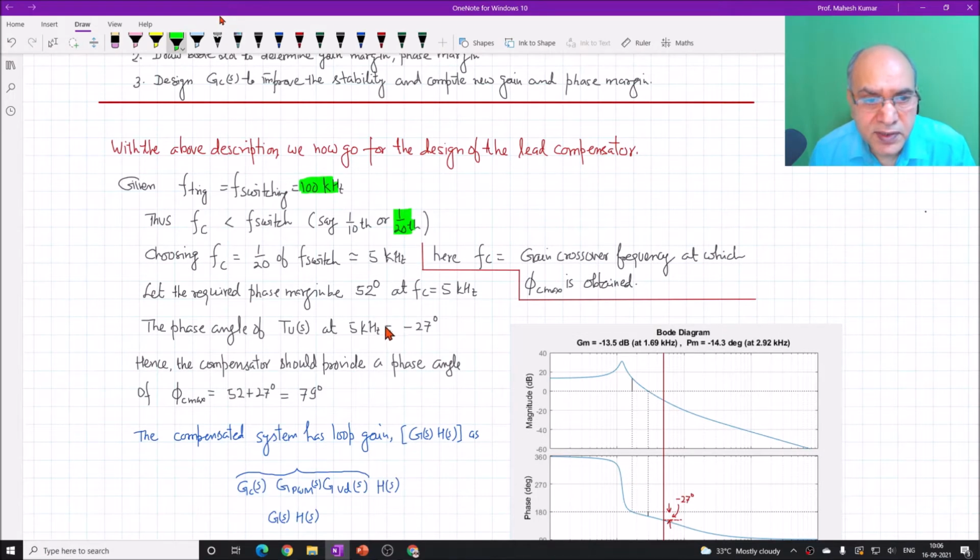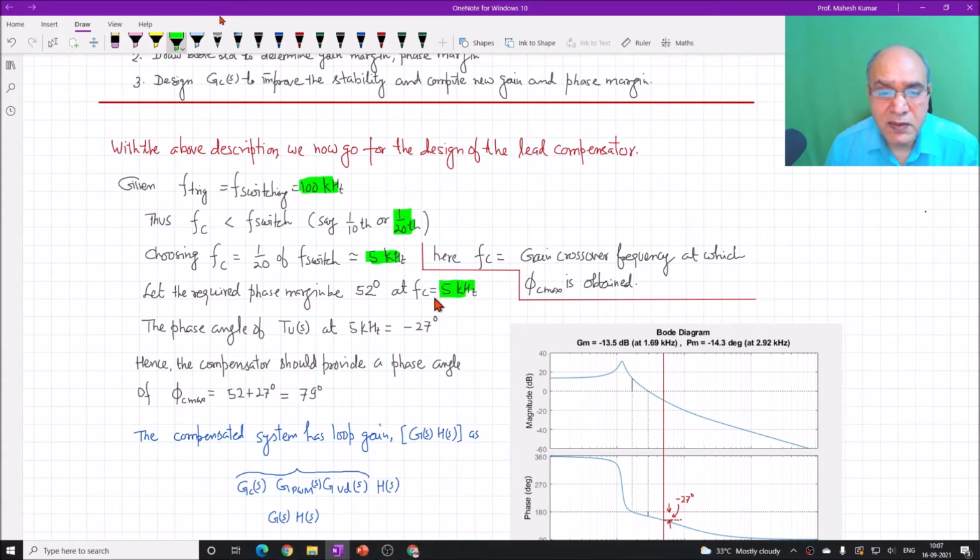So in the design we have taken the switching frequency as 100 kHz, and then the gain crossover frequency is therefore considered 1/20th of this, less than 100 kHz. Therefore, we need to have a lead compensator which must provide the maximum phase angle at 5 kHz so that the phase margin becomes positive. This was the idea, and with this we have designed the phase lead network.